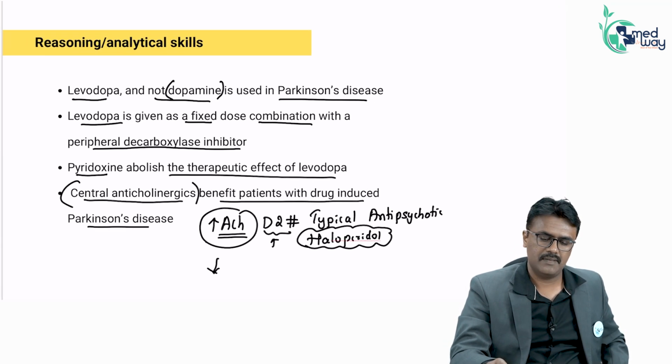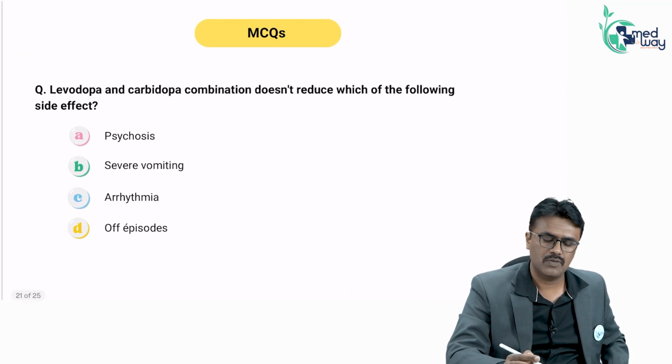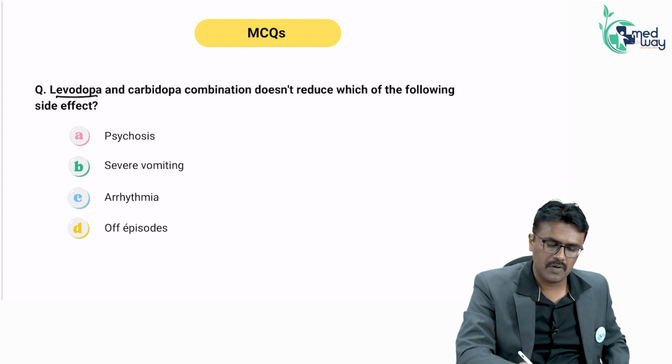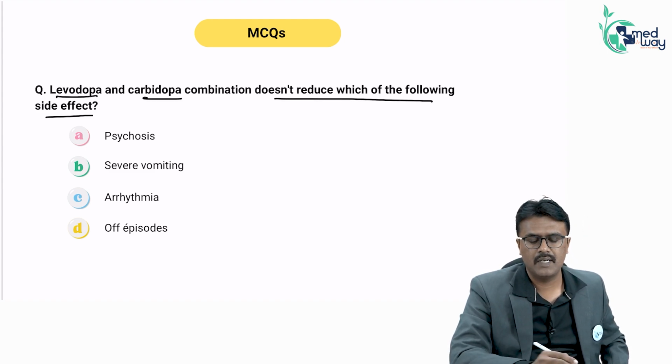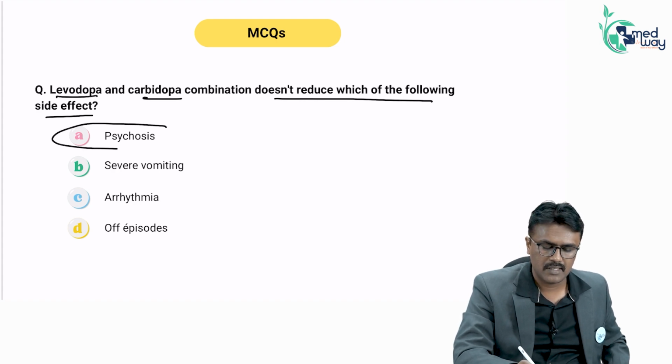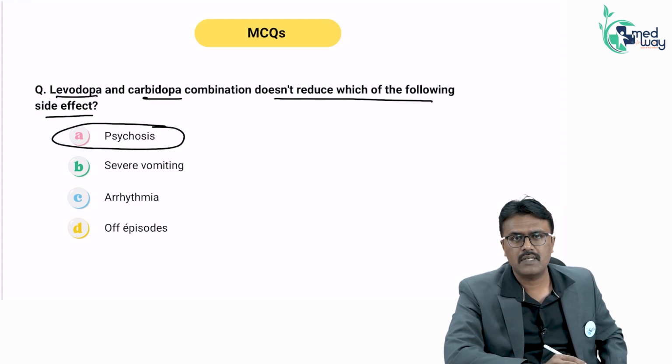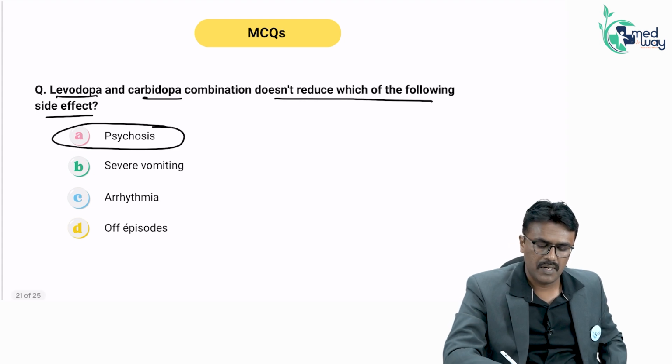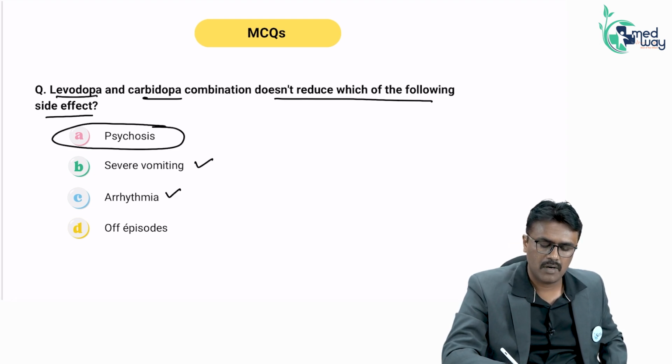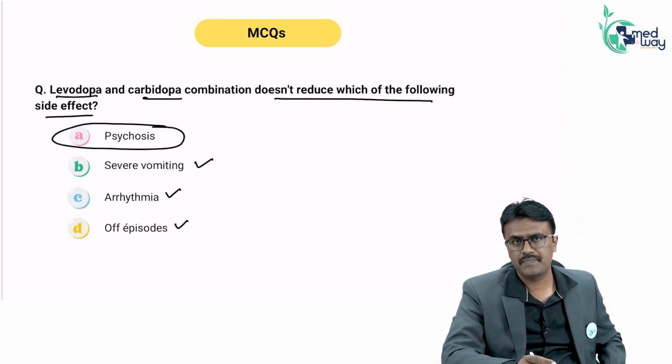Clear? Yes. Then coming to the MCQs: levodopa and carbidopa combination doesn't reduce which of the following side effects? 100% the side effects that are not reduced are psychosis and dyskinesia. Vomiting will stop, arrhythmia will stop, off episodes will stop when you combine them.